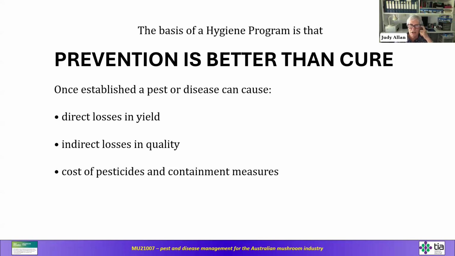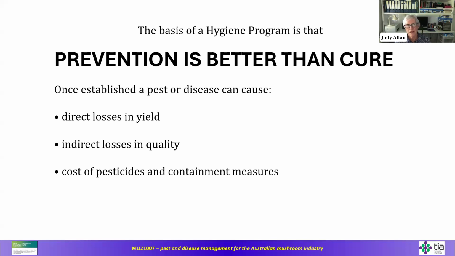So the basis of a hygiene program is that prevention's better than cure. Once established, the pest or disease can cause a direct loss in yield, and that can be from a few percent to 10% to 30% and up to 95, 100, and lock the door, close the farm. The ones that have the greatest potential for direct losses in yield are the viruses and Trichoderma aggressivum.